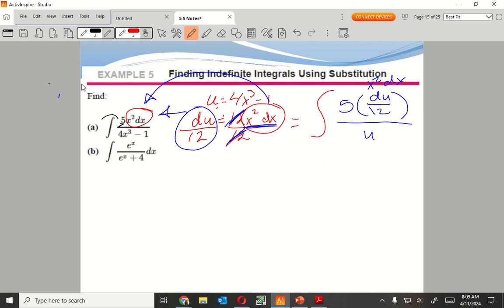So can I move the 5 over 12 out front? Yes. Because it's still a common factor, isn't it? It's the same as 5. It's just instead of a integer, I now have a fraction. So I treat it the same way. I would normally just pull the 5 out, but since I have a 5 over 12, I can pull that one out too. So it's going to be 5 over 12 integral of du over u.